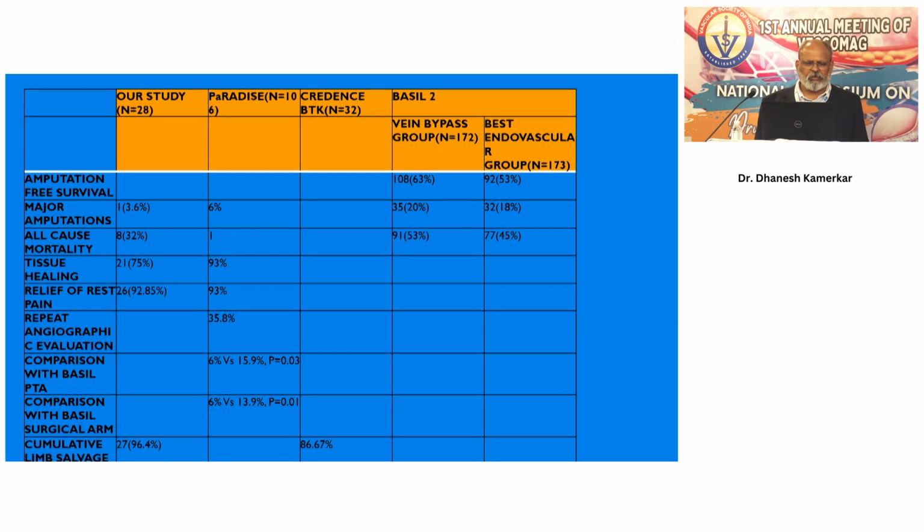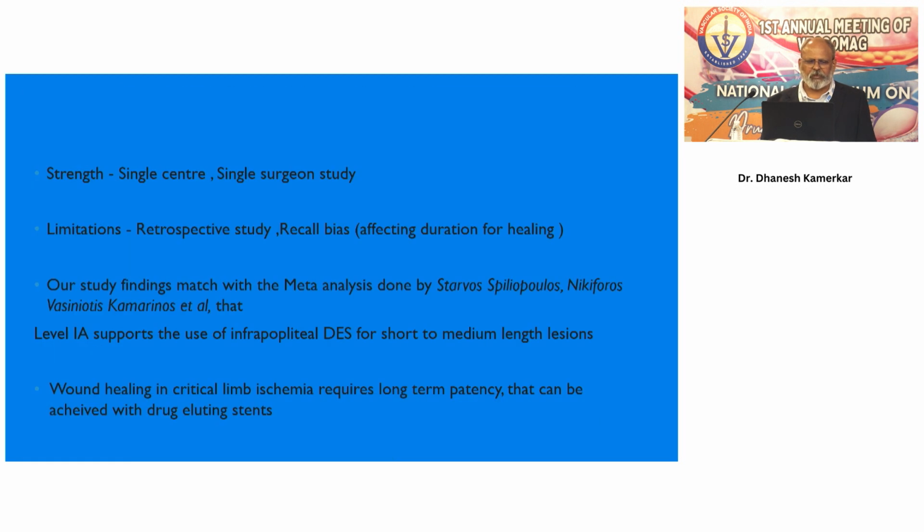35%, almost a third, had a repeat angiographic evaluation following the interventions. When we compared with the BASIL trial, 6% was ours as compared to 15.9% in PARADISE, and compared with the BASIL surgical arm, 6% versus 13.9%. Cumulative limb salvage was almost 87%. It's a single center, single surgeon study, so limitations being retrospective, recall bias could be considered.